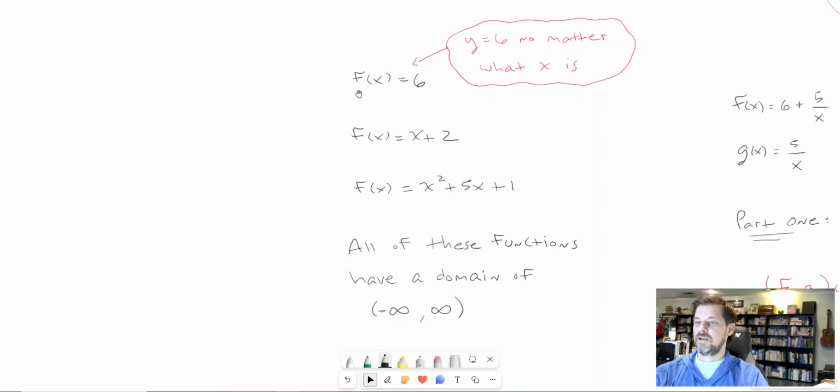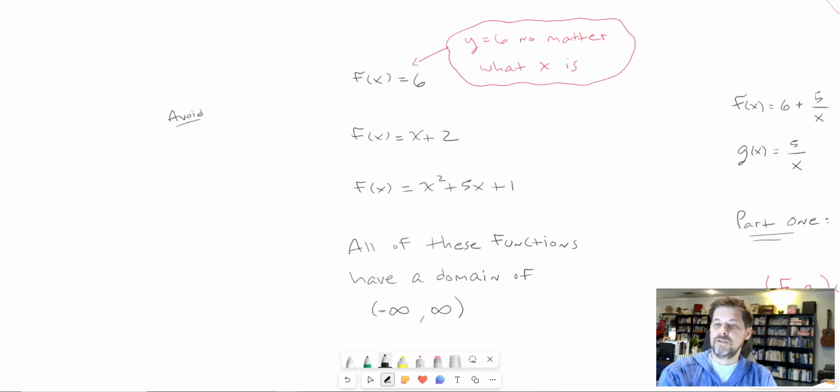If this function f of x equals 6 seems a little weird, it's just a function where y is equal to 6 no matter what the x is. For these other functions, you're going to get different y's when you put in different x's. But this one, we just get y equals 6 no matter what x is. If x is 1, y is 6. If x is 14, y is 6. You get the idea.